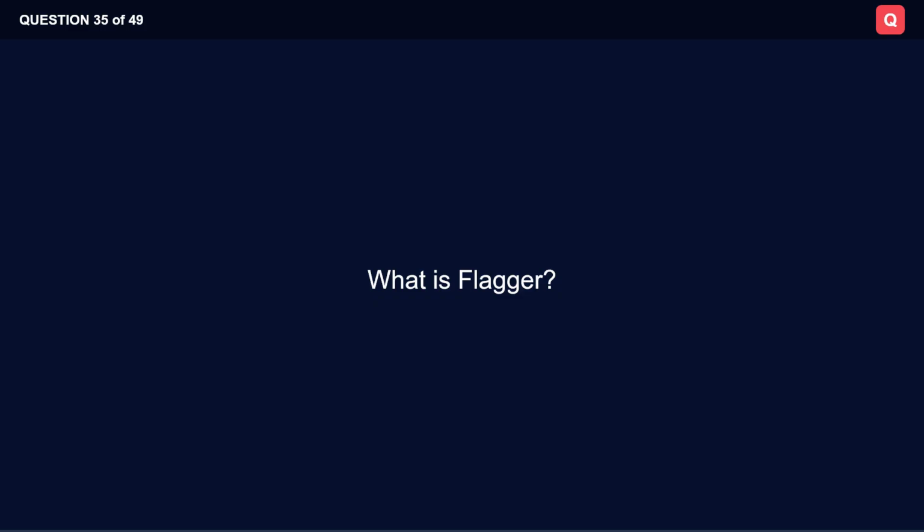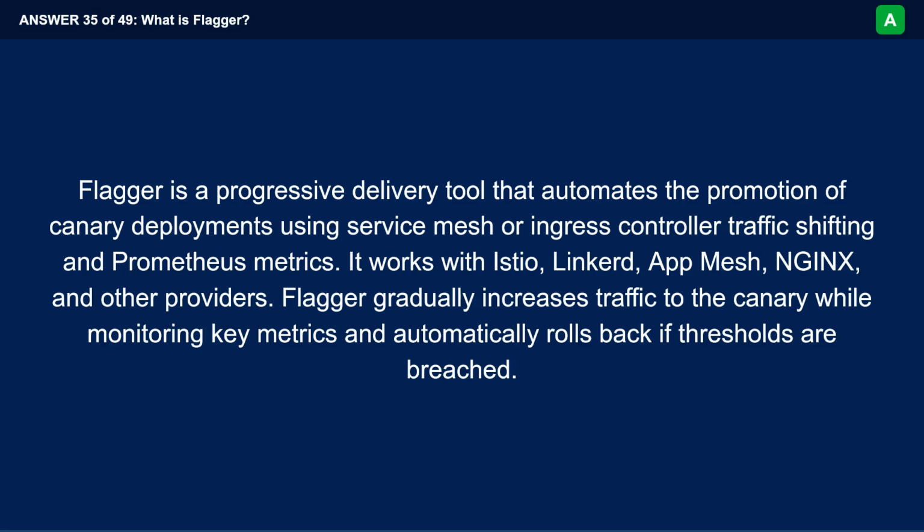What is Flagger? Flagger is a progressive delivery tool that automates the promotion of canary deployments using service mesh or ingress controller traffic shifting and Prometheus metrics. It works with Istio, Linkerd, App Mesh, Nginx, and other providers. Flagger gradually increases traffic to the canary while monitoring key metrics and automatically rolls back if thresholds are breached.